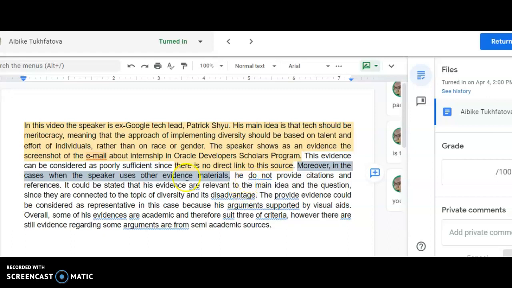Okay? And then when you say it's in cases where he does not provide citations and references, actually the screenshots themselves are, he doesn't provide citation, but you could definitely follow up the source. So here we're not so much interested in whether there is a reference to the material or not. We're interested in whether it's relevant, right? And relevant means, is it appropriate to prove the supporting idea, right? And here you're saying that the evidence is relevant to the main idea since they're connected to the topic. Okay, I think that's a good comment.